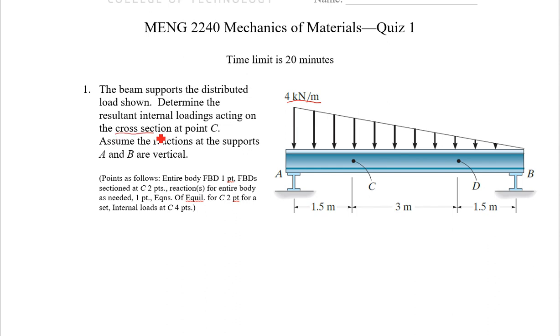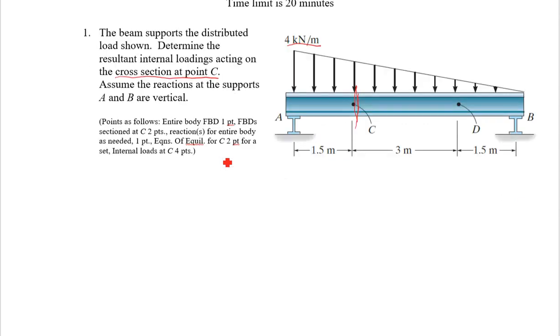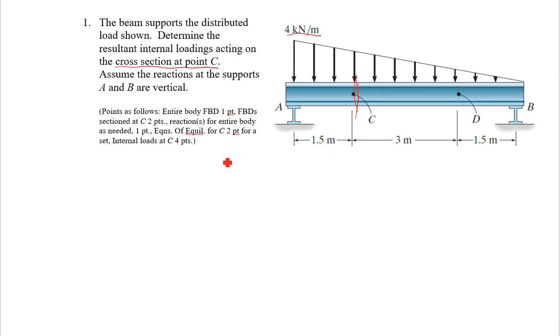So we're going to take a section at point C, cut it this way here, and find what our internal shear, our normal force, and our bending moment are at that point. We're also told to assume those reactions at the supports are vertical, and then finally there's a rubric, or a discussion of how we earn points for this problem. So we can see from the rubric that there are a few hints here.